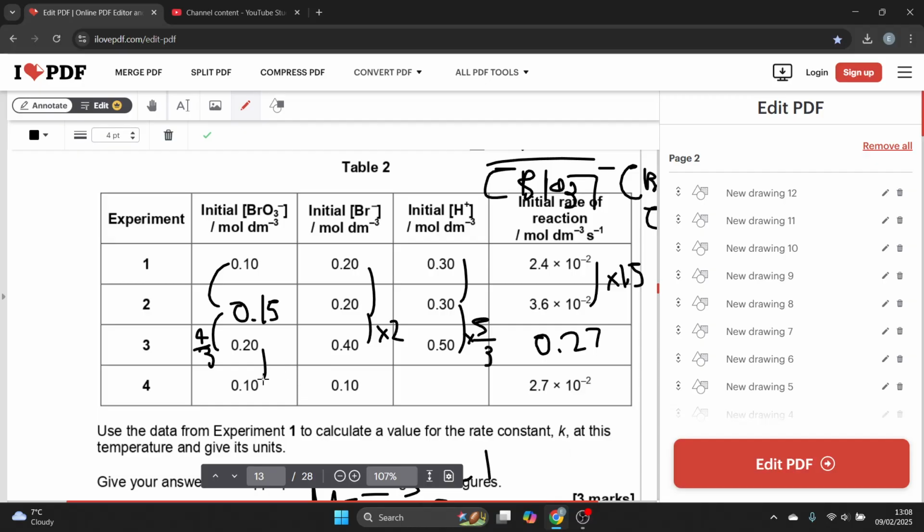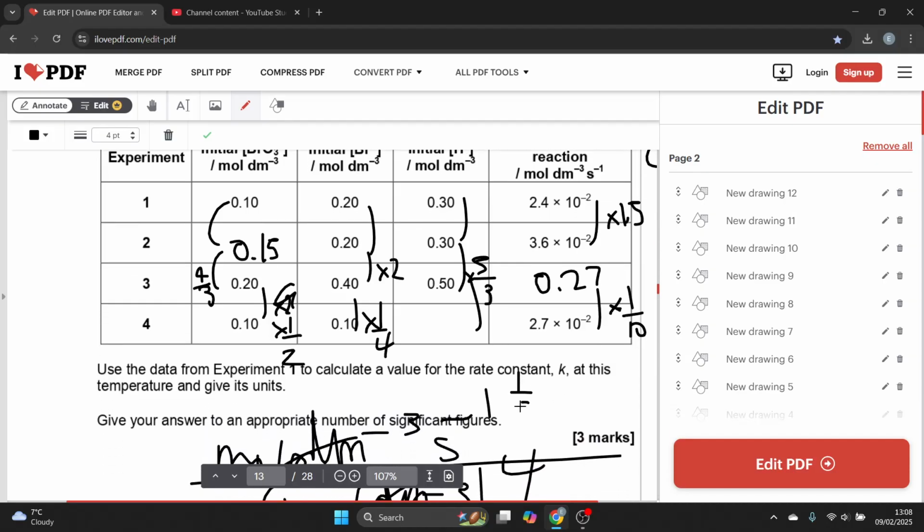Then to go from here to here, 0.20 divided by 0.10 times it by 2. No, I'm not. 0.10 divided by 0.2. I'm times it by a half. Here I'm times it by a quarter. Here I don't know what I'm times it by. 2.7 times 10 to the power minus 2 divided by 0.27, 1 over 10, times it by 1 over 10. So then a half times by 1 over 4, 1 over 8.